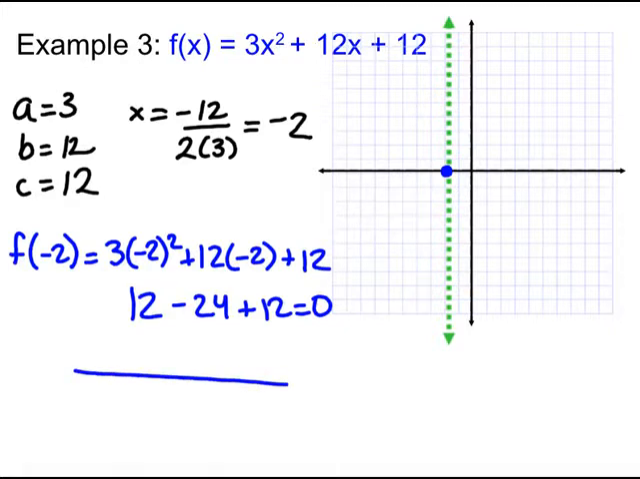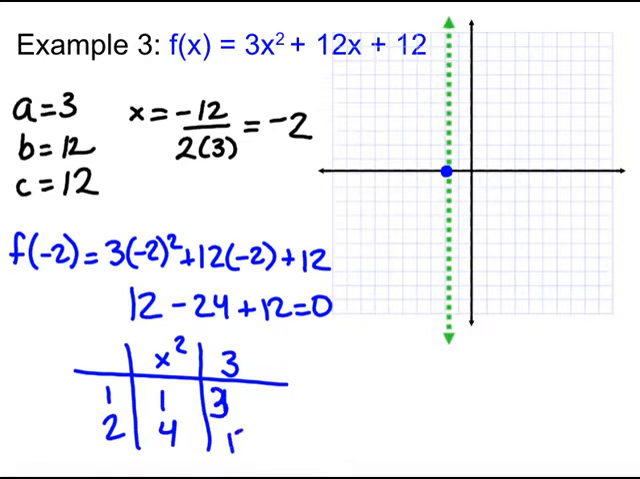Create my little table. Pick my numbers, square my numbers, multiply by my a value. So we end up with 3 and 12. So we probably won't be able to fit the 2, 12 on there, but we can go 1, 3, and reflect and sketch in our graph.